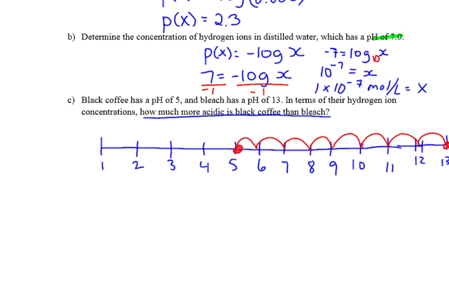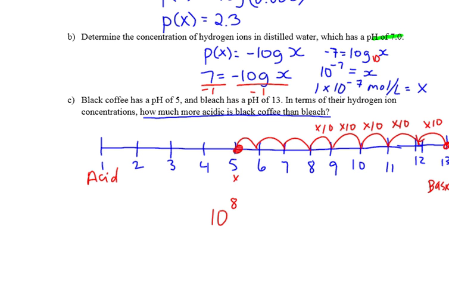Times 10. The 5 is more intense than the 13, right? Times 10 each way, going this direction. So times 10 more acidic, times 10 times 10, because this is the acidic side, and this is basic. And so it would be 10 to the power of 8. So you could figure it out just by drawing it.